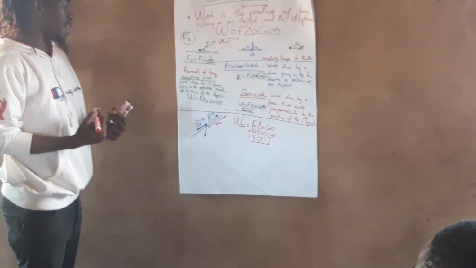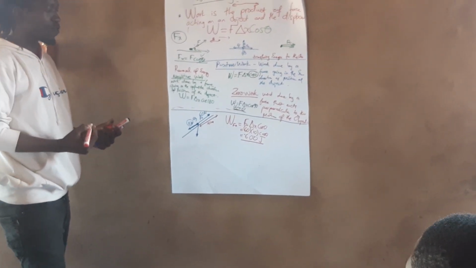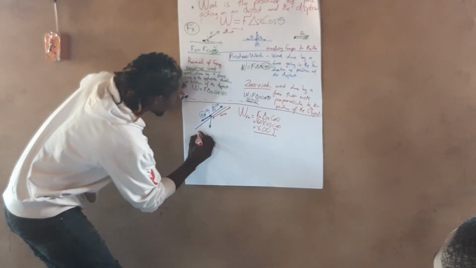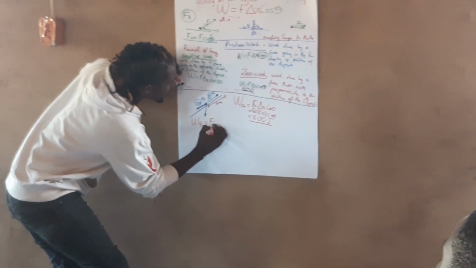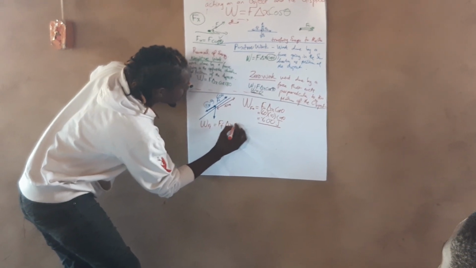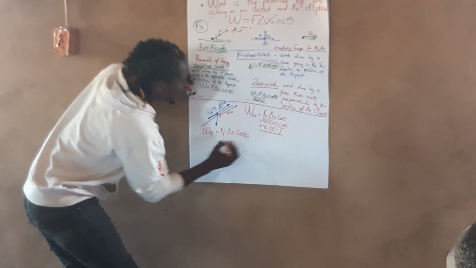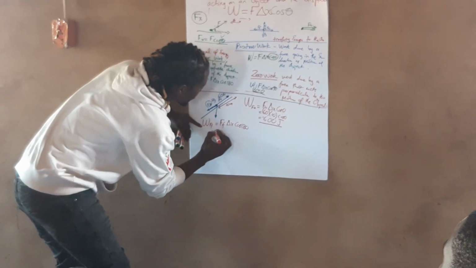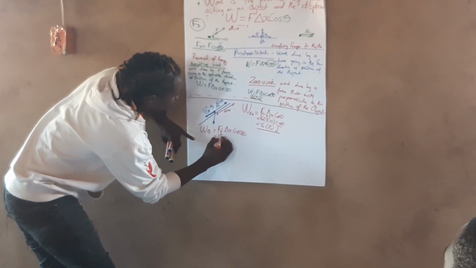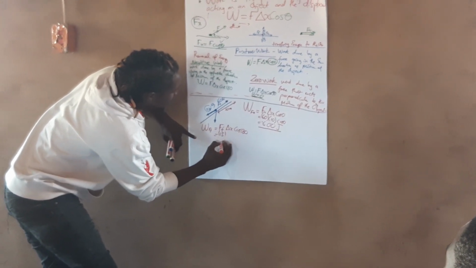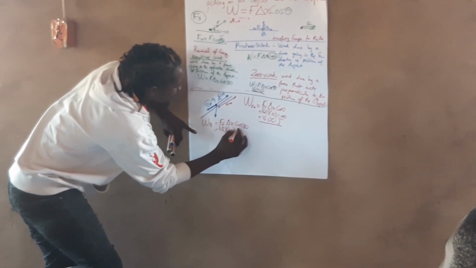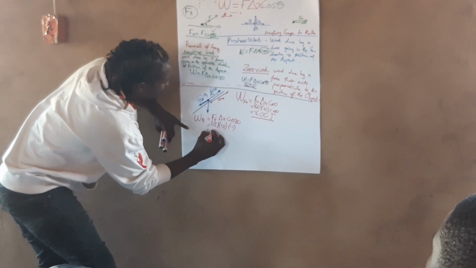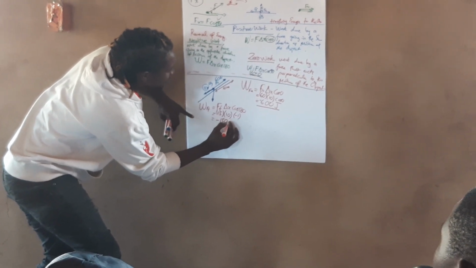Let's go to the work done by the frictional force. Work done by frictional force is equal to the force of friction, change in x, cos 180, right? So the frictional force is 15 newtons multiplied by 10, multiplied by negative 1. So this will give us negative 150 joules, right? What does it mean?